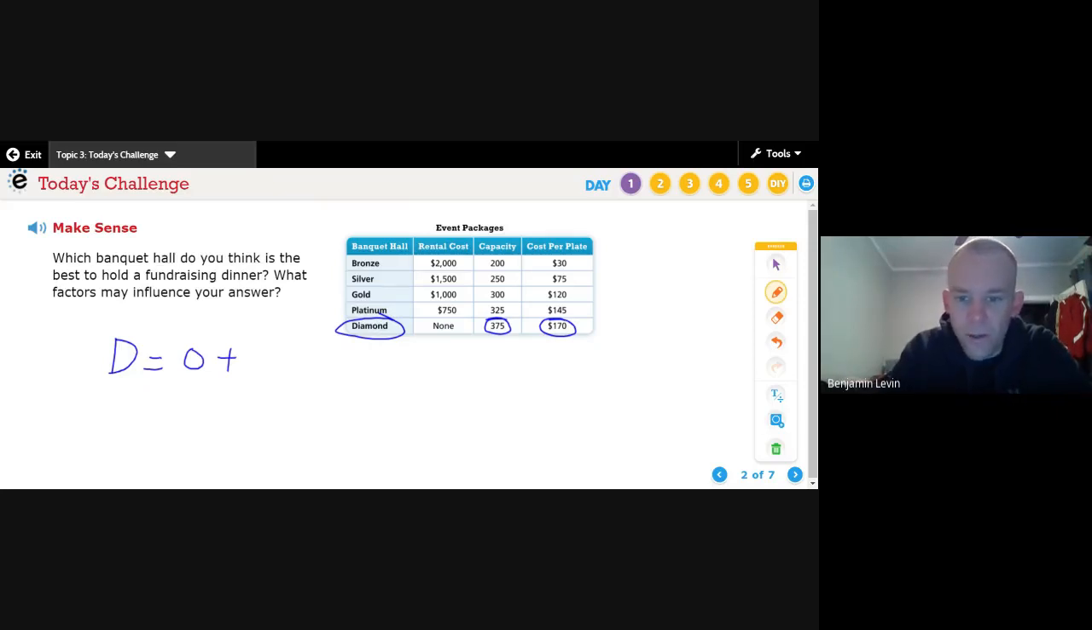What are we going to do with these two numbers right here to find the cost? What do we do with these? Do we add, subtract, multiply, or divide them?